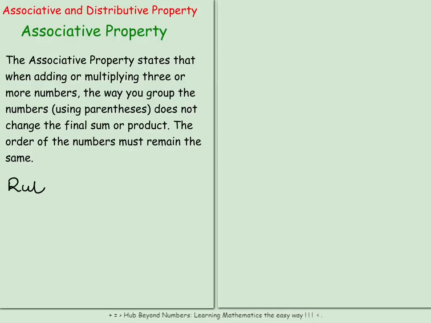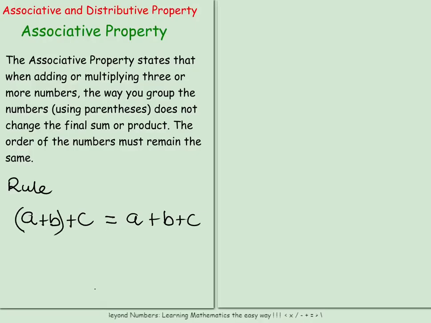All this rule is saying is that for addition, for instance, if I have A plus B plus C, and let me just write that here as well. So how I want to group it, if I want to work A plus B first, after which I add to my C, it is the same as working B plus C first and then adding your A to it. You see, so far as the order remains the same, it doesn't change the final sum or product.